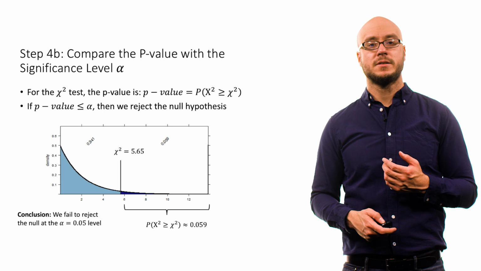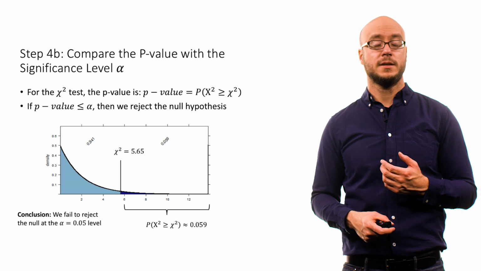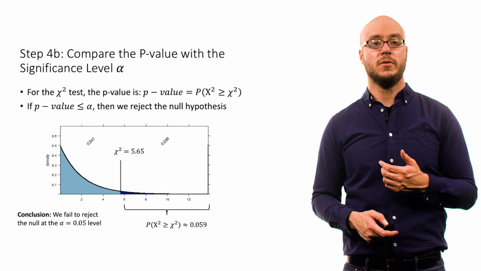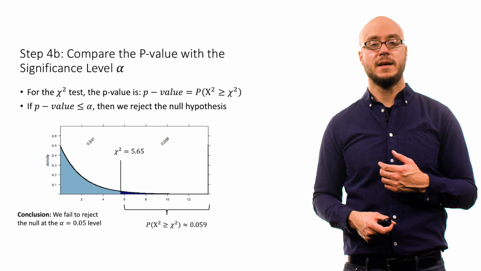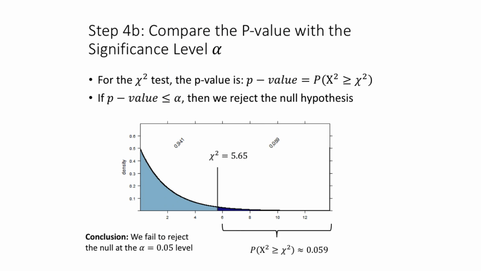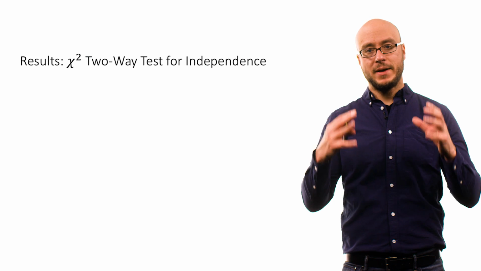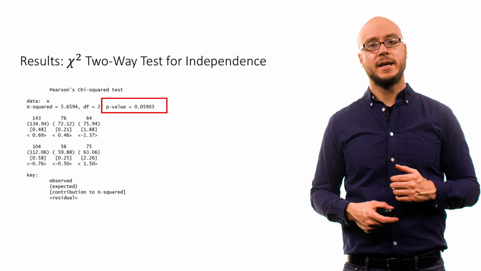In this case, the p-value is greater than 0.05, so we're going to fail to reject the null at the alpha 0.05 level. That area under the curve to the right of, or including, 5.65 is larger than 0.05, so we fail to reject the null hypothesis. Based on the critical value or the p-value, we can make a conclusion.